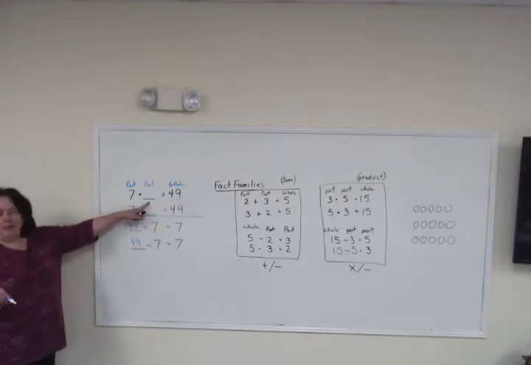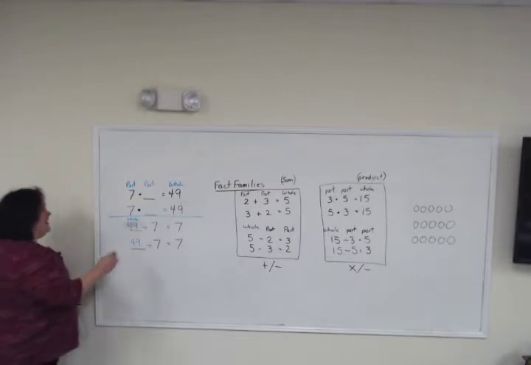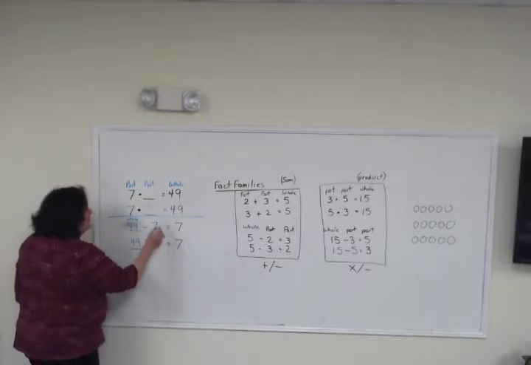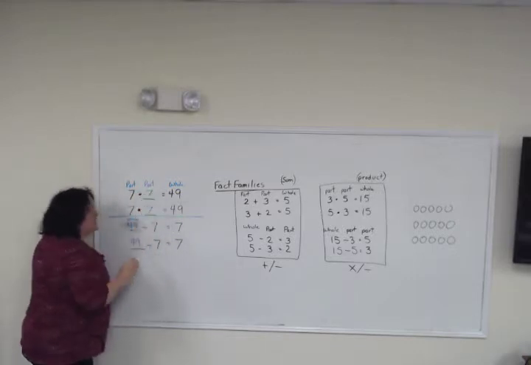So what do you think our other part is? Ella, what do you think our other part is? 7. Because here are our two parts here, and so 7 goes here and 7 goes here.